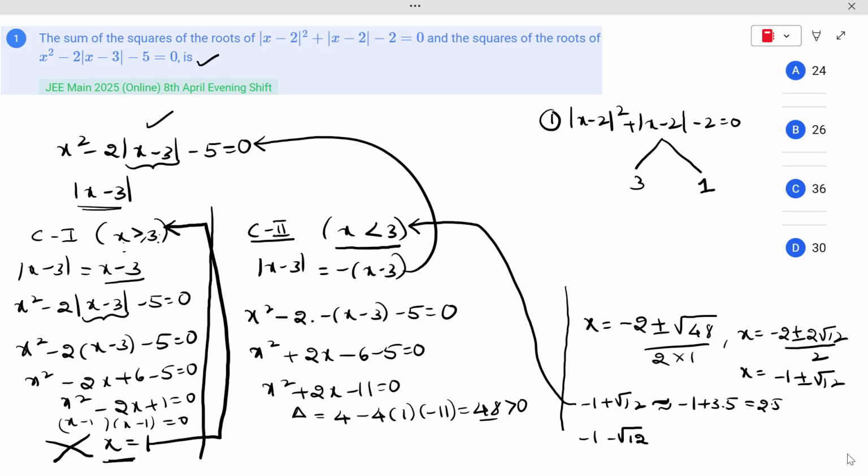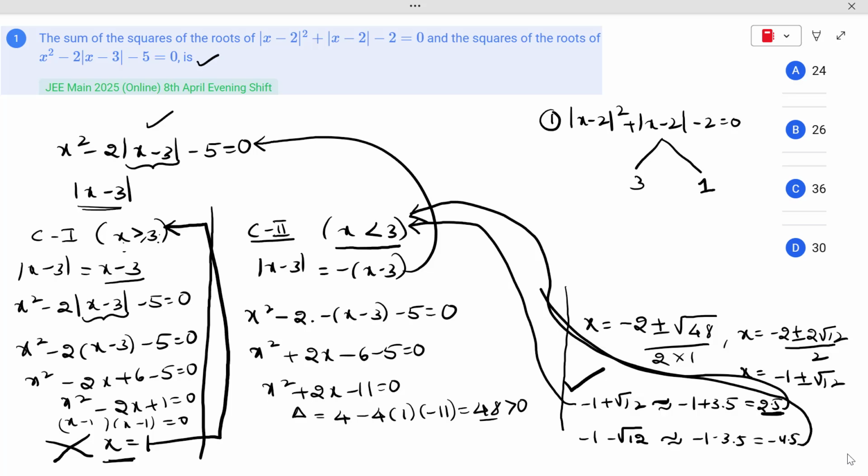Is 2.5 satisfying case 2, the original case, less than 3? Yes, 2.5 is less than 3. Yes, this root is a correct root. What about minus 1 minus root 12? That is minus 1 minus 3.5, which is minus 4.5. Is it satisfying the original case? Is x less than 3? Yes. Minus 4.5 is less than 3. So minus 1 plus root 12 and minus 1 minus root 12, both the roots are correct.